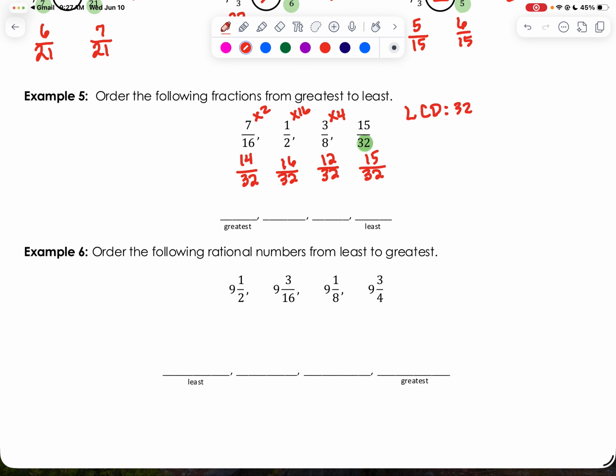Now, to find the greatest one, all you need to do is look at the numerators. So our largest numerator was 16, and that corresponded to the fraction 1/2. Our next largest numerator was 15, and that corresponded to 15 over 32. Our next largest was 14, and that corresponded to the fraction 7/16. And then our smallest was 12, and that corresponded to the fraction 3/8. So now we have them in order from greatest to least.